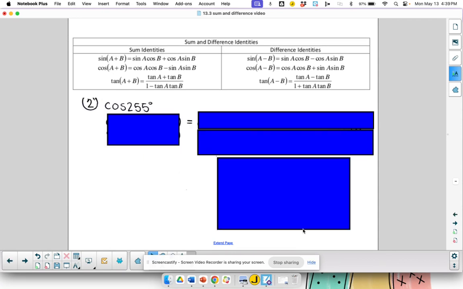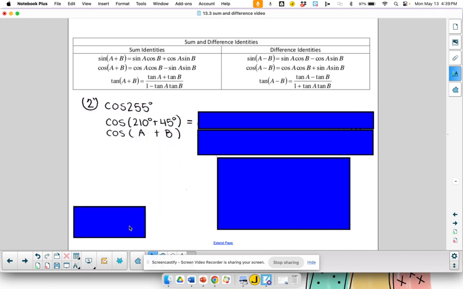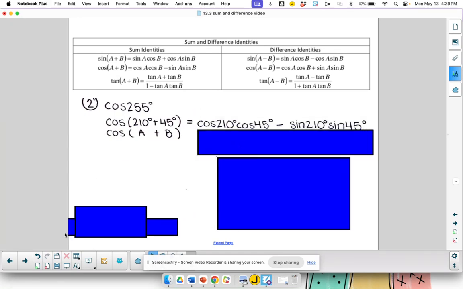Cosine of 255. So if you want, pause the video, see if you can come up with two numbers that add or subtract to make 255, but they come from your unit circle. So I chose to use 210 plus 45. Maybe you chose to do 225 plus 30. It will get us the same final answer. So now I'm using the cosine sum formula. And everywhere there was an A, I substituted in a 210. Everywhere there was a B, I substituted in a 45.